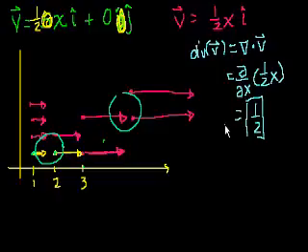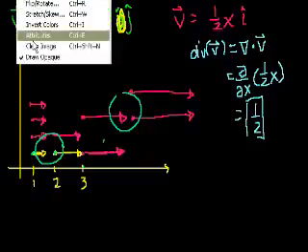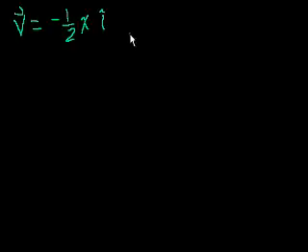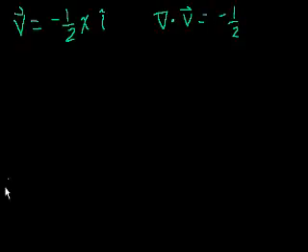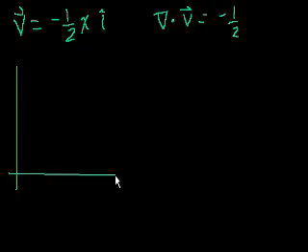Now, with that said, let's take the opposite situation. Let's say that the vector field is equal to minus 1/2 x times i. And so the divergence of our vector field is just the partial derivative of this with respect to x, which is just minus 1/2. If I were to graph it, here's my y-axis, here's my x-axis.